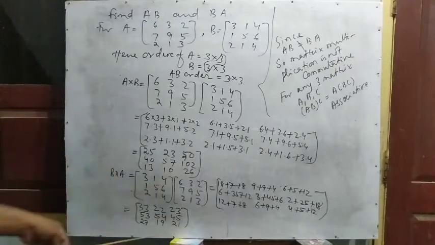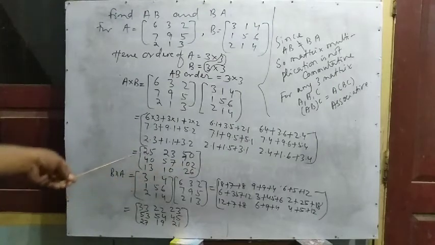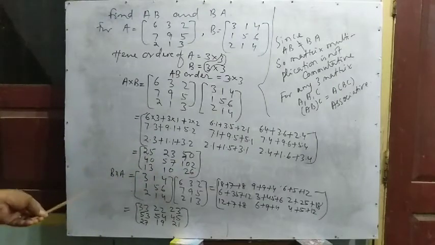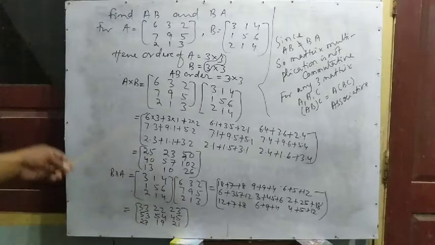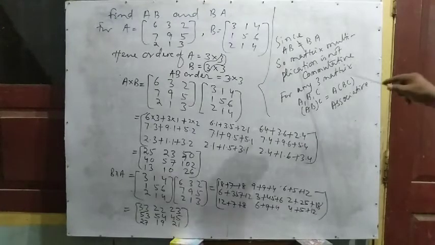Now compare these two. After multiplication of AB, you get this matrix. After multiplication of BA, you get this matrix. AB matrix is not equal to BA matrix. So if AB and BA are both equal, then we say the multiplication is commutative. But here the multiplication is not commutative. But addition is commutative. Remember this one, addition is commutative.